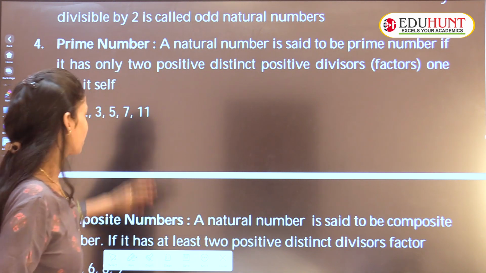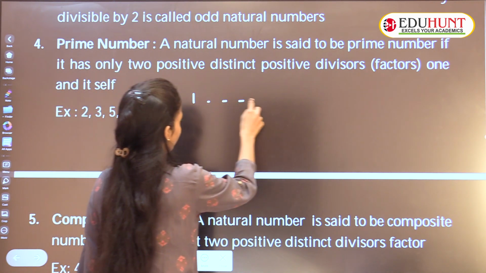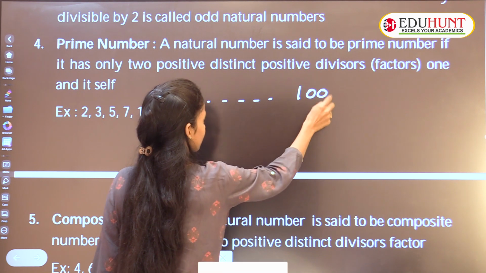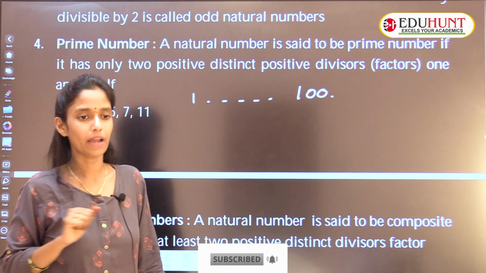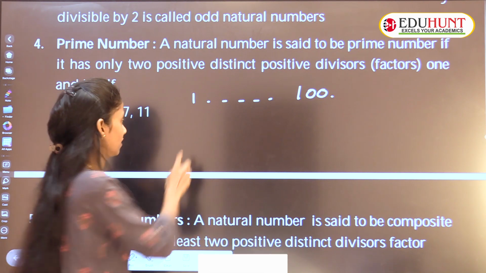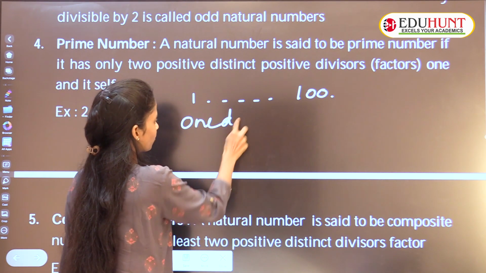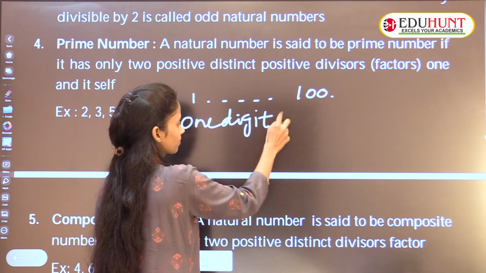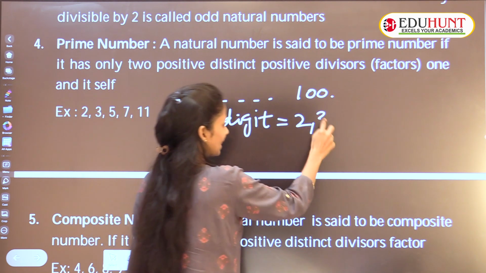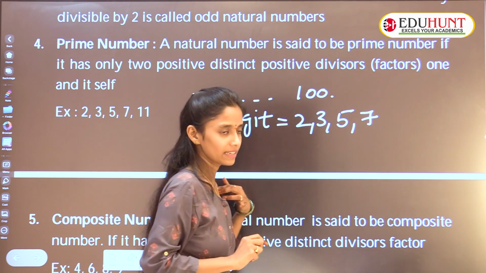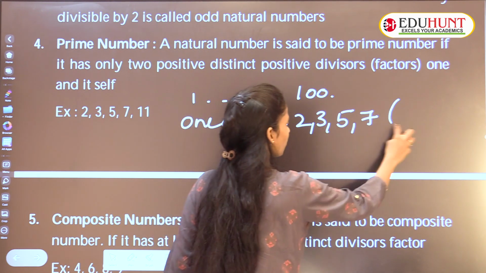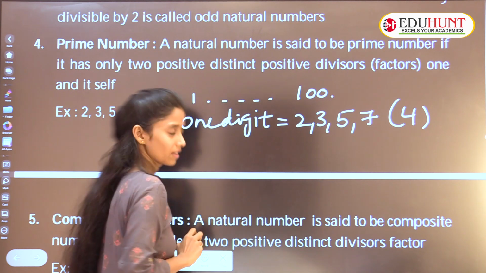Now coming to 1 to 100. Simply I'll tell you one thing. 1 to 100, how many prime numbers do we have? See, 1-digit prime numbers we have 2, 3, 5, 7, and that's it. How many do you have? 4.